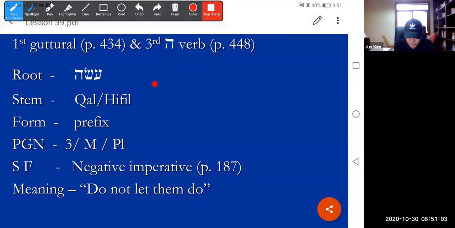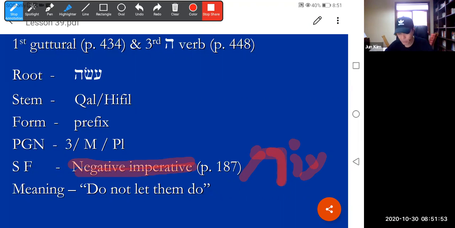I think this is our first time to deal with negative imperative. So highlight it, and then whenever you have negative particle lo or al plus prefix form, and you think this is a negative imperative, then you need to put negative imperative as a special feature. And also you are supposed to put od again because it's connected to the main verb. So it's not only negative imperative, but od should be there too.